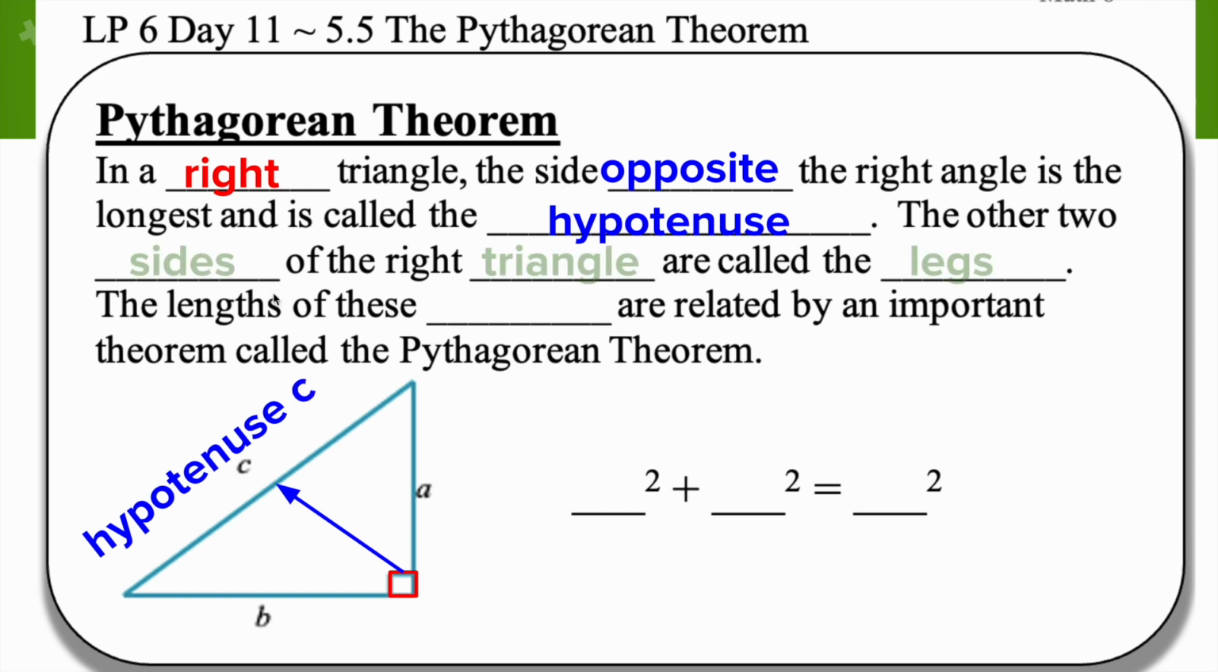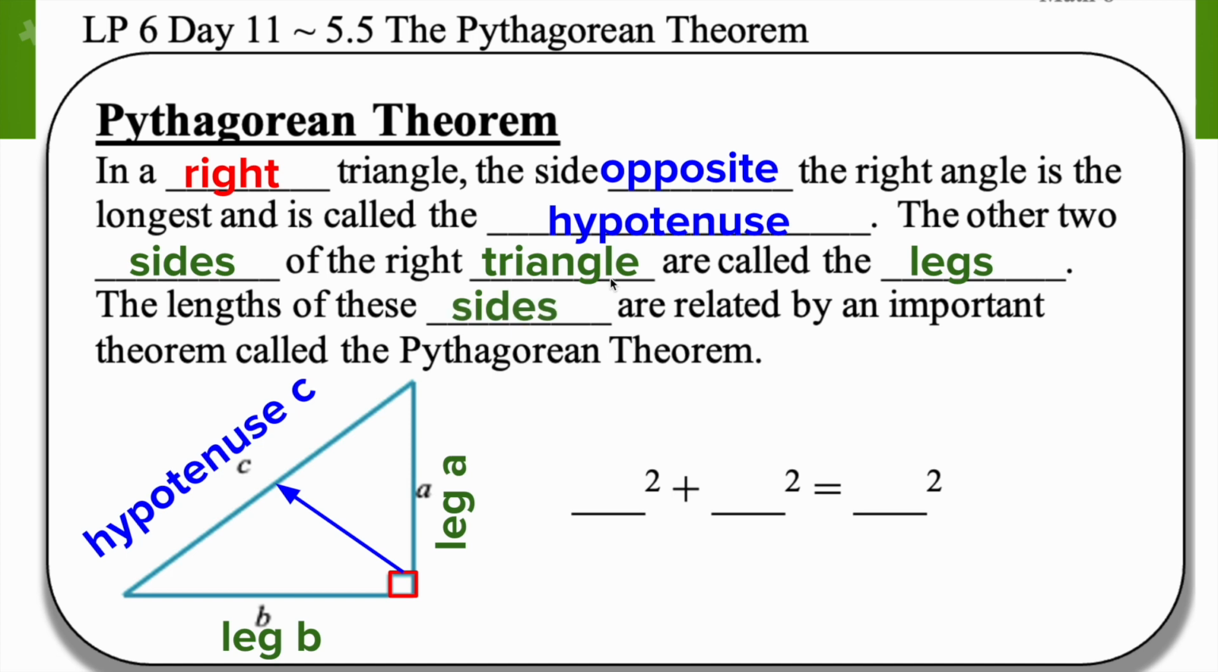The other two sides of the triangle are called the legs. So you can see I said leg B and leg A. It doesn't matter which one is leg A and which one is leg B. They're the two sides that create the 90. Okay, so I could have said this is leg A and this is leg B, but I just went with what they had labeled already for A and B.